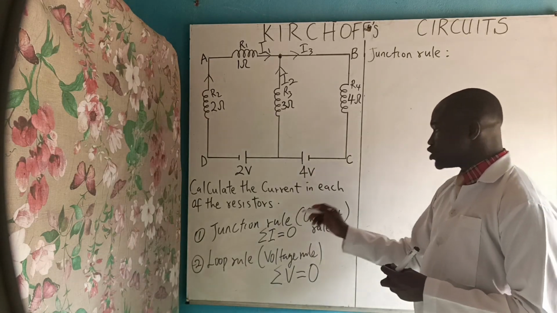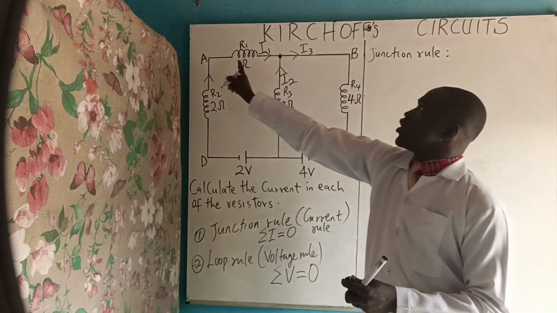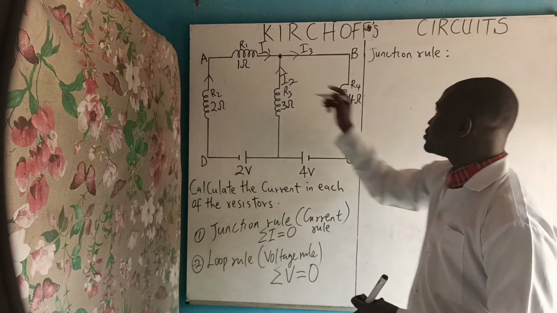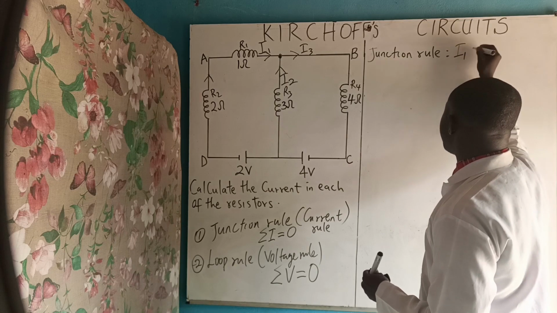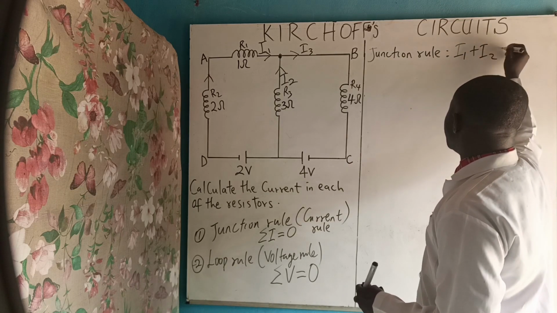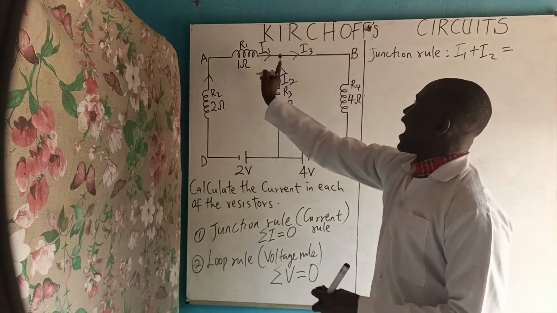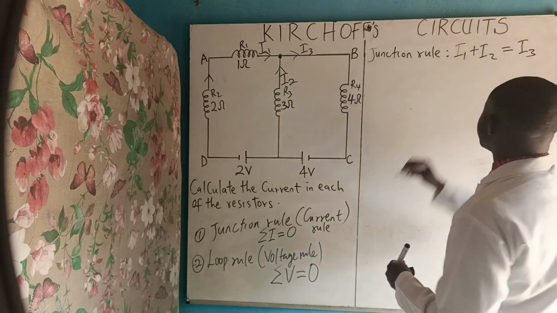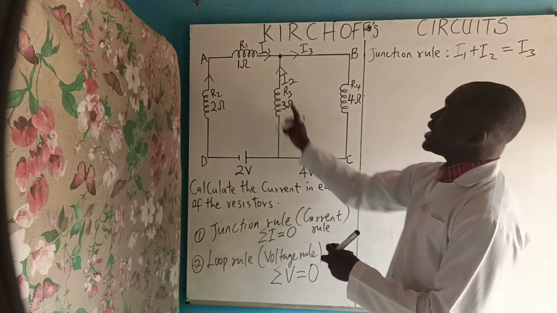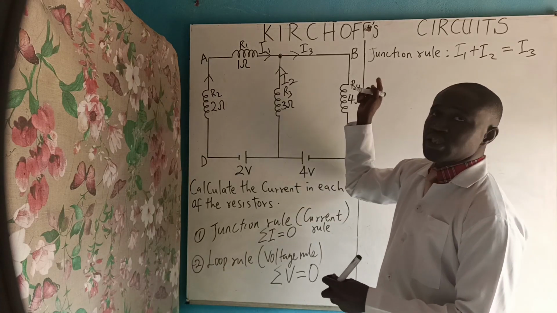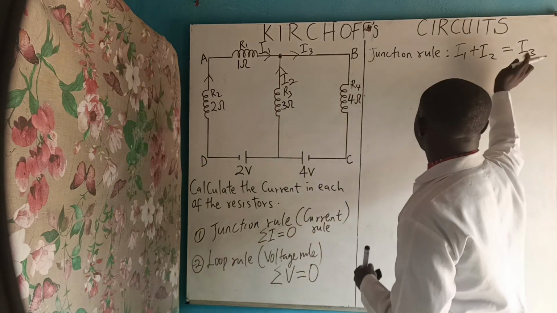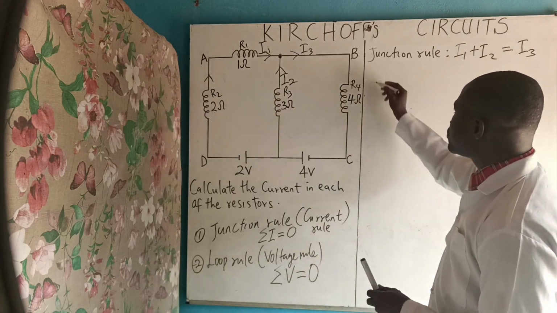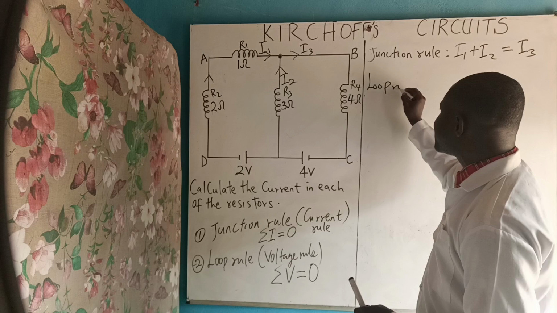That is about the junction rule. Now, this current is flowing into the junction. The sum of the currents flowing into the junction, I1 plus I2, is equal to the current flowing away from the junction, which is I3. So when you add the ones flowing in, you equate it to the ones that are flowing out. We come up with this formula. We go to the loop rule. What does the loop rule state?